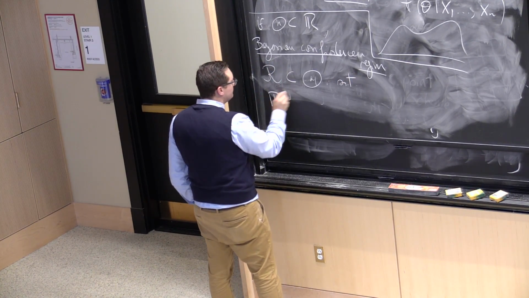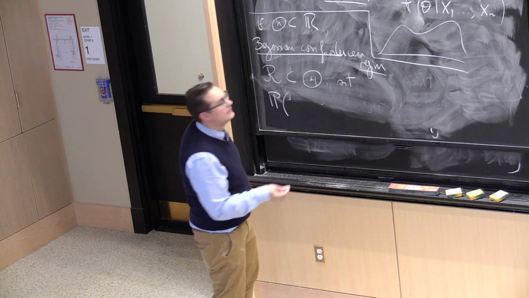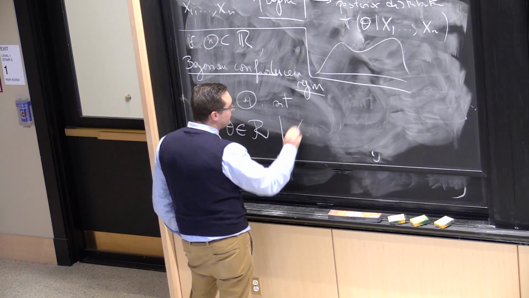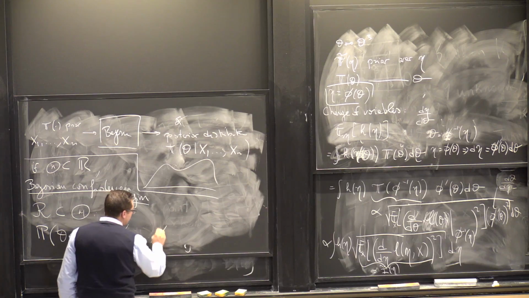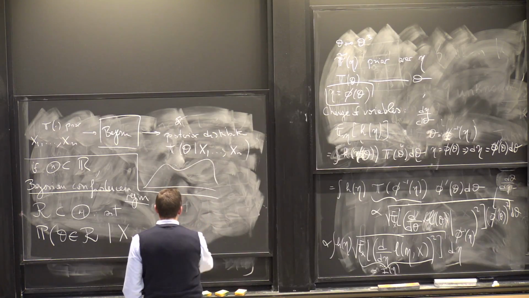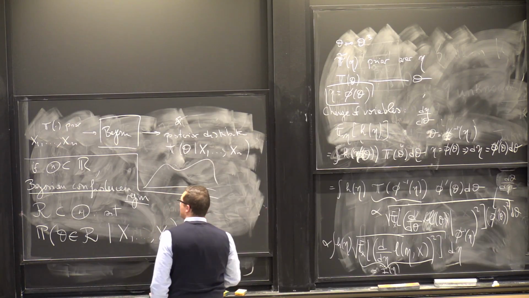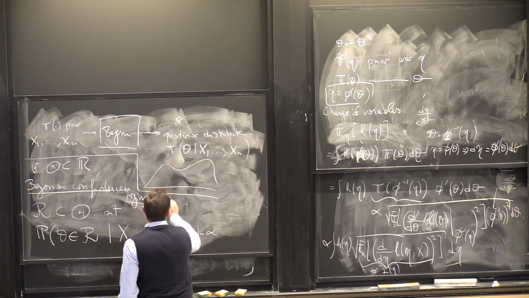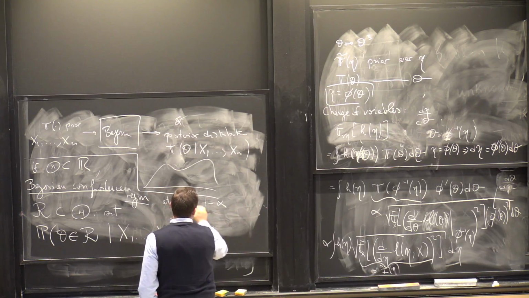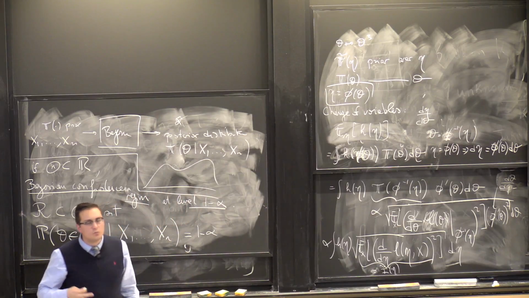Such that the probability that your theta belongs to this confidence region given x1, ..., xn is, say, at least 1 minus alpha. Let's just take it equal to 1 minus alpha. Okay, so that's a confidence region at level 1 minus alpha. Okay, so that's one way.